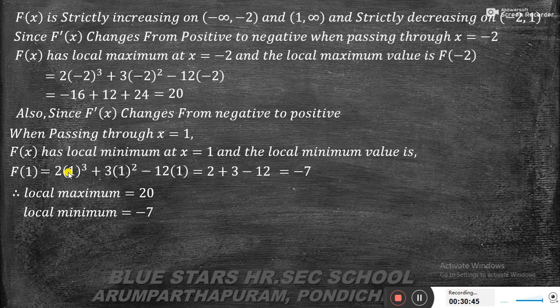So I substitute x equal to 1 in the given function: 2 into 1 power 3 plus 3 into 1 square minus 12 into 1, that is 2 plus 3 minus 12. So 5 minus 12 is minus 7. So local maximum equals 20, local minimum is minus 7. This is the answer.